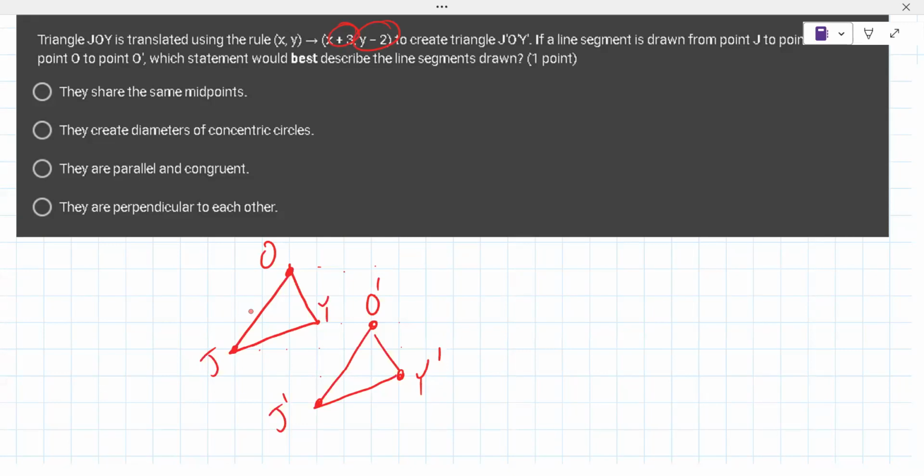All right. So now when you connect O to O prime and J to J prime, what do you see here? They're parallel. They sure look like it. So that would probably be my answer. And they are likely congruent.